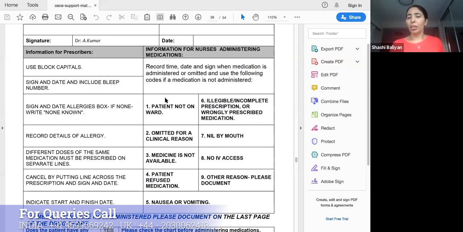So the patient is either not in the ward, or it was omitted for a clinical reason. Medicine is not available. Patient refused the medication, nausea or vomiting, or illegible or incomplete prescription, wrongly prescribed, nil by mouth, no IV access, or other reason. So these are all the reasons. So when you go, if you find that the patient is not in the ward, so you cannot dispense the medication, in the chart you can write just one number and sign it, because they know that one number means the patient was not on the ward.